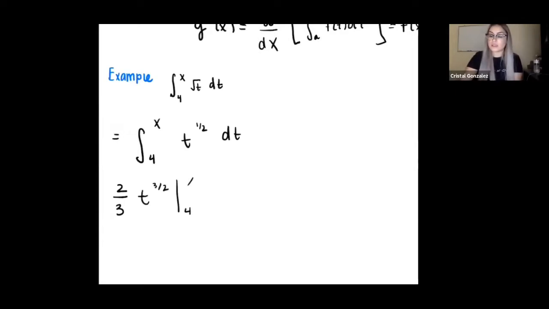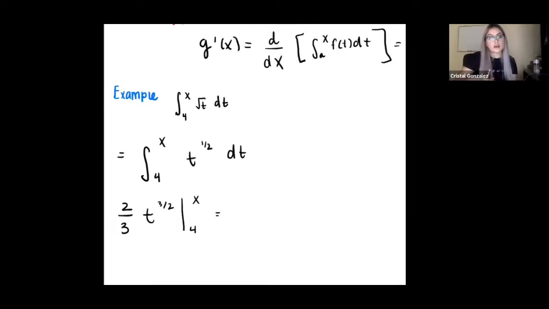from 4 to x. And now we need to evaluate this using that evaluation theorem, which is f of b minus f of a. So when we evaluate this, we can go ahead and just factor out that 2 over 3. And then we do f of b minus f of a. Our b value here is our variable x, so it's going to be x to the 3/2 power minus 4 to the 3/2 power. All I did here was use that evaluation theorem.